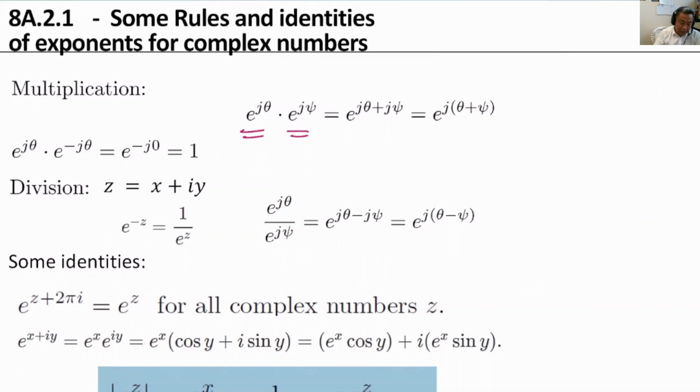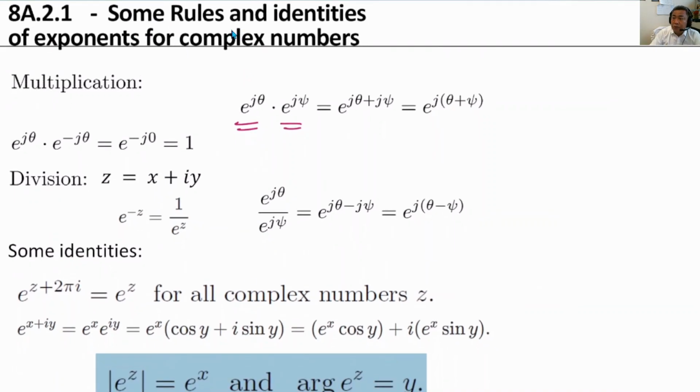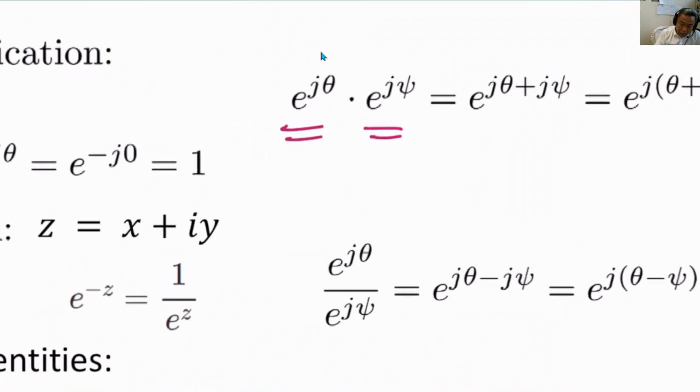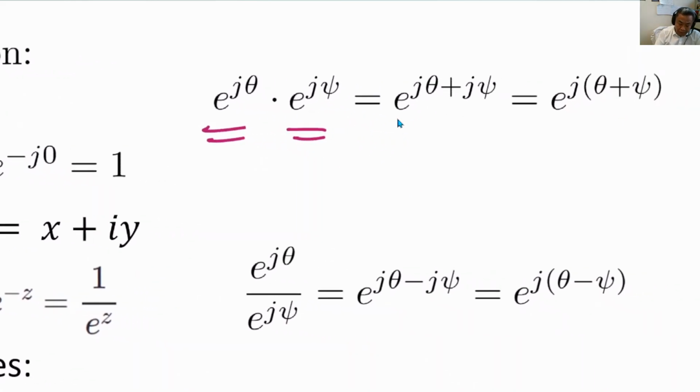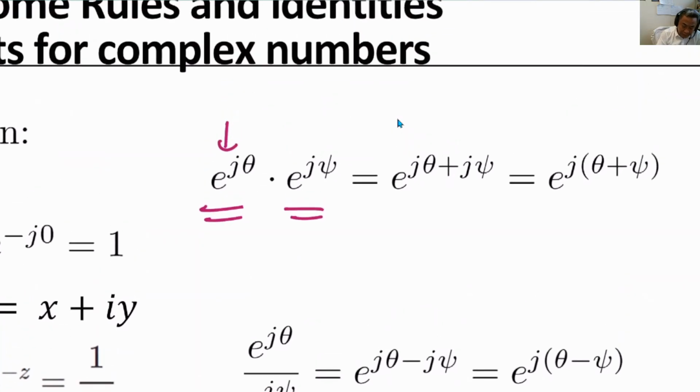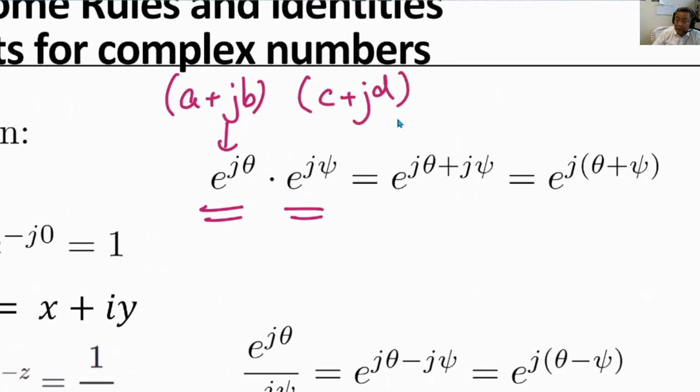Let's continue with 8A.2.1, where we'll introduce some more rules and identities of exponents for complex numbers. We're given two complex numbers, e^(jθ) and e^(jψ). We're multiplying these complex numbers together, and of course you could have represented this number as a + jb and this number as c + jd, and then you could have done the multiplication in rectangular form. But in complex numbers, it's so much easier.